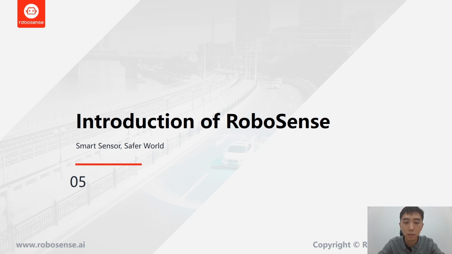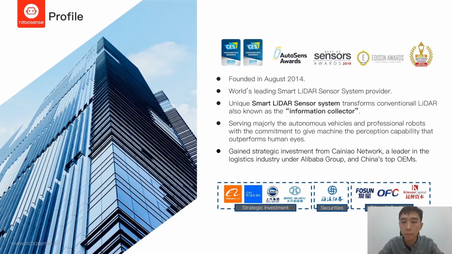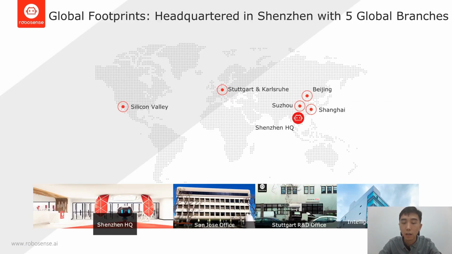So the next part, I would like to introduce a little bit of our company, RoboSense. Our company was founded in August 2014, and we believe LiDAR is not only an information collector. We would like to provide the smart LiDAR sensor system. Our headquarters is located in Shenzhen, China, and we also have research institutes in Silicon Valley and in Stuttgart.